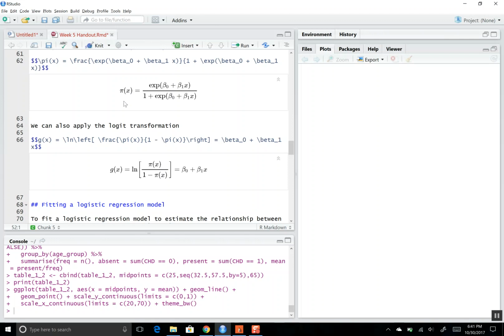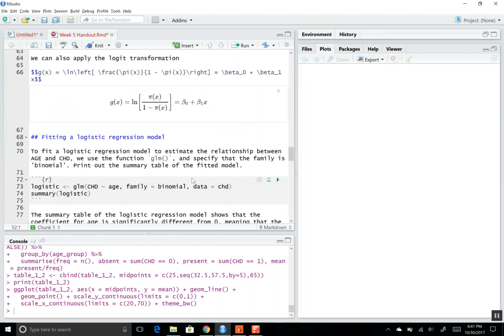this is called the logit transformation. Okay, and this is the function pi x divided by 1 minus pi x. This will become, and we take the log of that, that becomes the linear relationship b0 plus b1x.